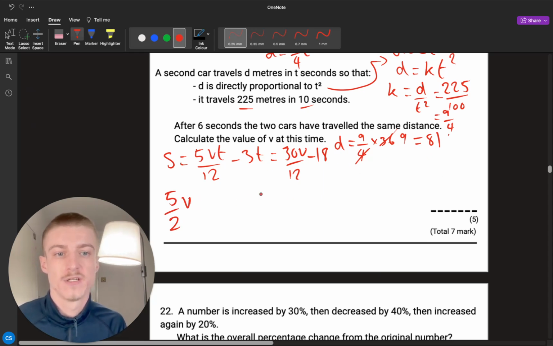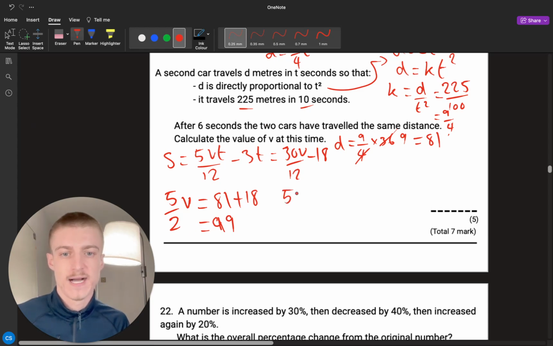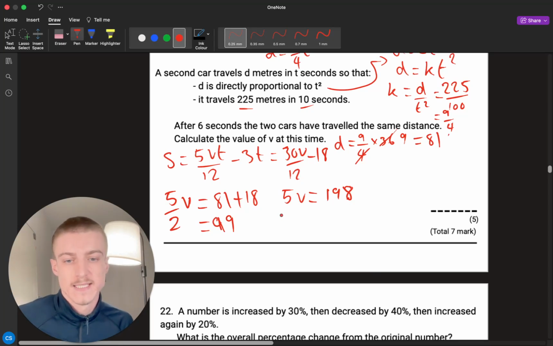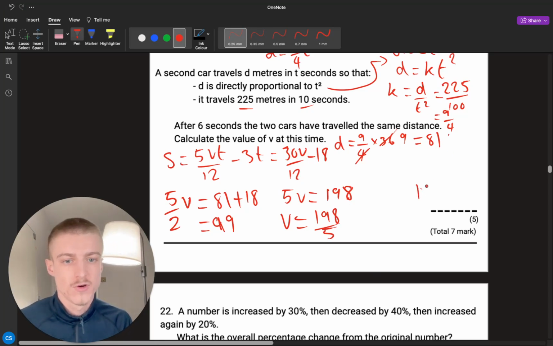If I just take that 18 to the other side, it equals 81 plus 18, 99. 5 over 2 v equals 99. We multiply both sides by 2, we get 5v equals 198. 5v equals 198, v equals 198 over 5. Okay, so I'm going to leave that in its exact form, 198 over 5 meters per second for speed.